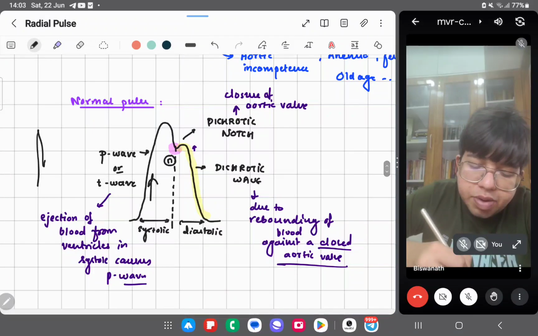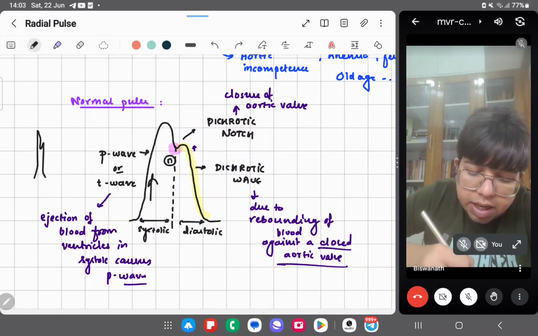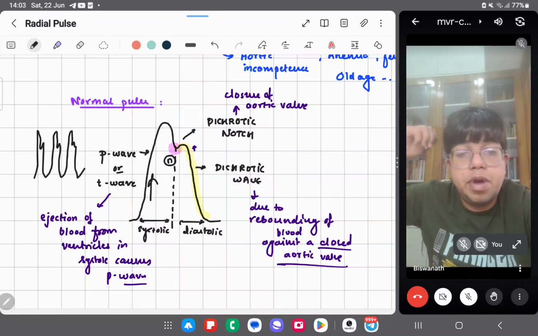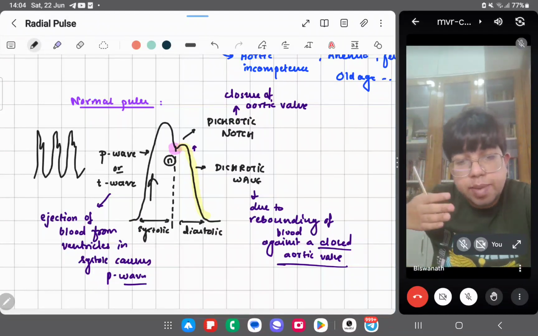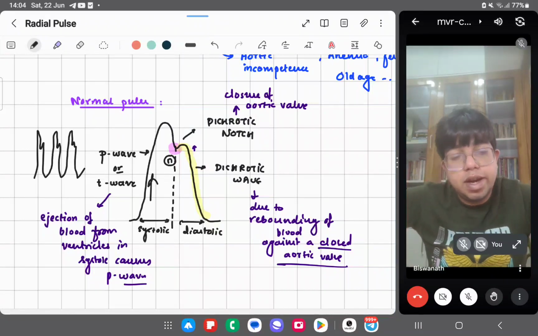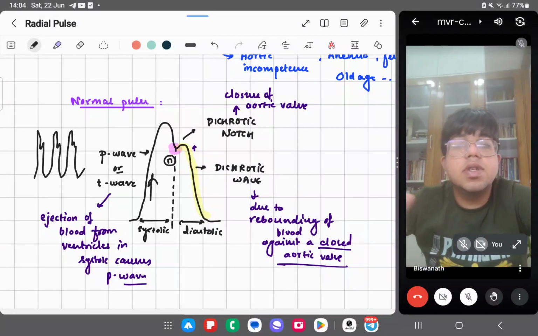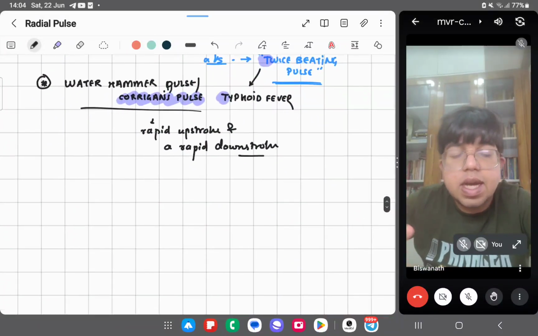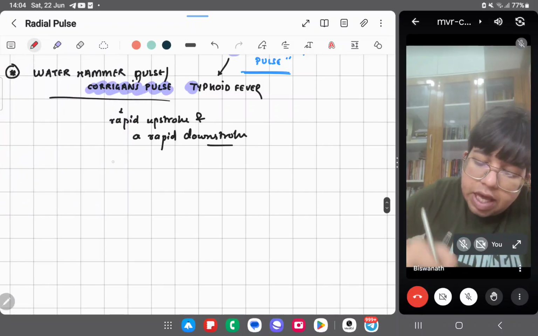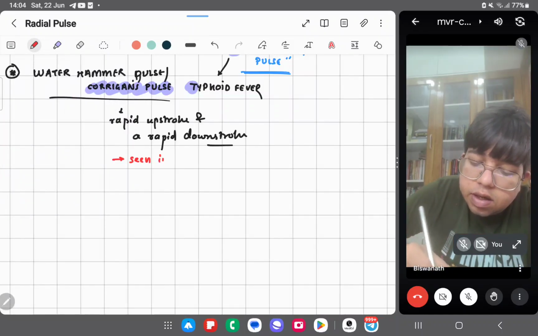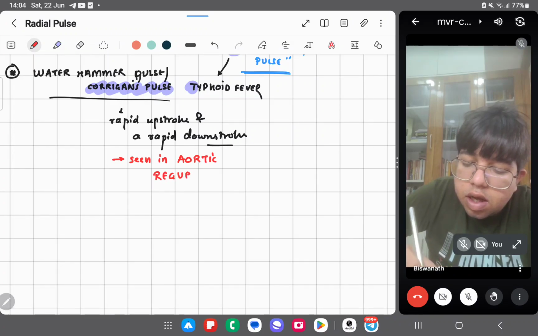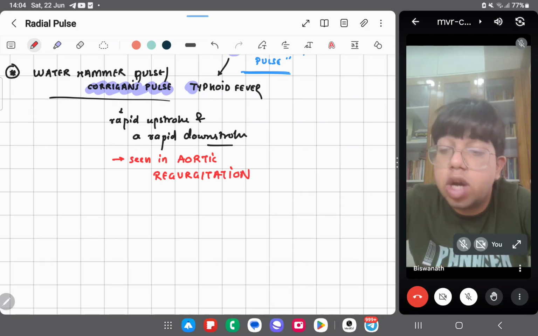This is a rapid upstroke and a rapid downstroke, which occurs like this and like this. If you're beating a hammer on water, the waves come like that, the ripples are created. So this analogy is called the water hammer pulse or the Corrigan's pulse, right? It is seen in aortic regurgitation.